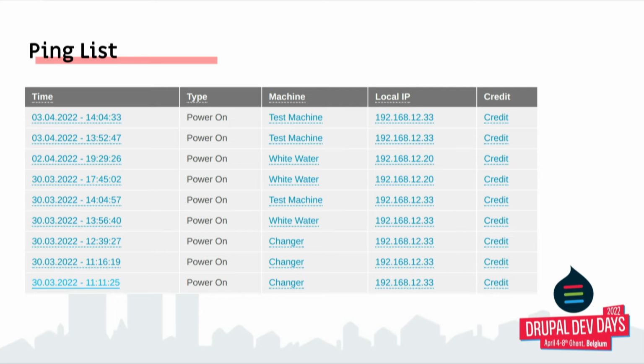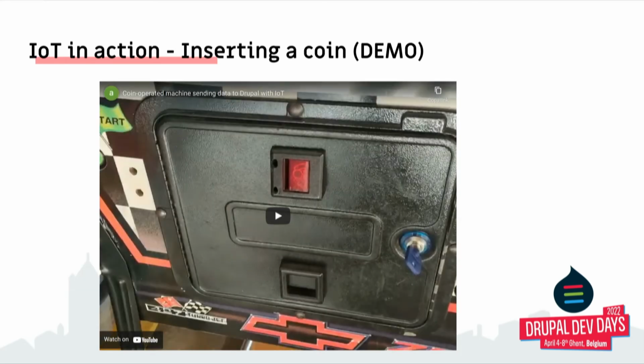And this is what you get on Drupal. It's a list. First of all, it's a list of all the pings, some from real machines, some from test machines. And you see, what is that? 3 days ago, I put it up at around 2 p.m. And it sent out a signal that it's now powered on. It gave me my local IP, and of course the version of the software is there, but I'm not showing this on this list. And now, if it's going to work, let's check this demo.